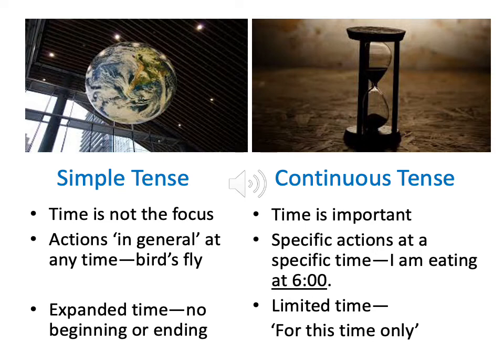With the continuous tense, specific actions happen at a specific time. For example, I am eating at 6 o'clock. With the simple tense, we're really talking about expanded time, time with no beginning or ending. With the continuous tense, it's more like a sand clock. It's a limited time. It's for this time only, the time that we're talking about.